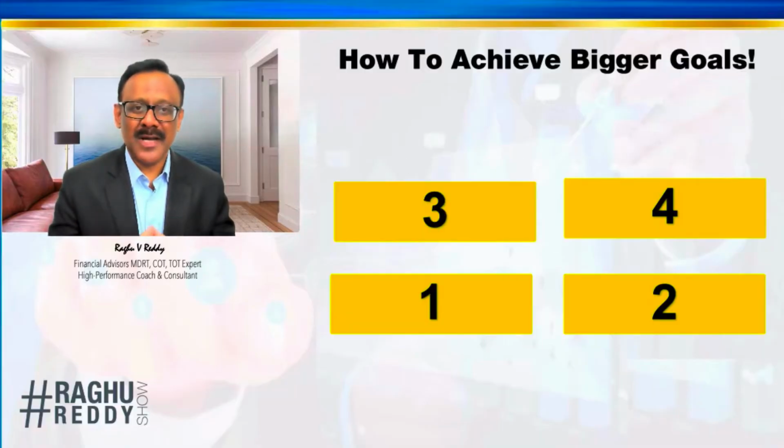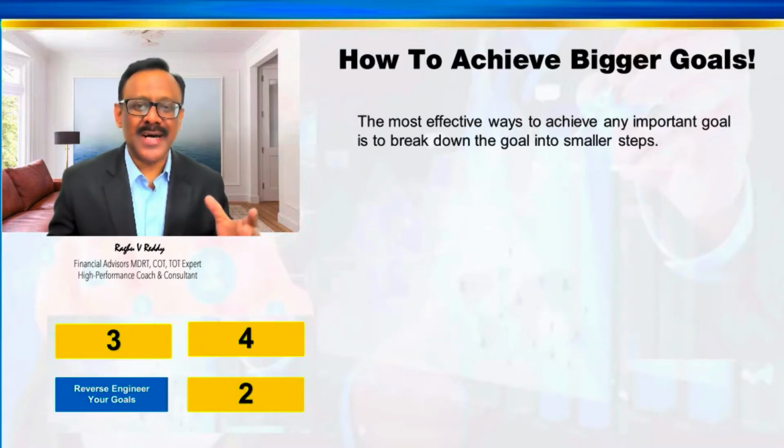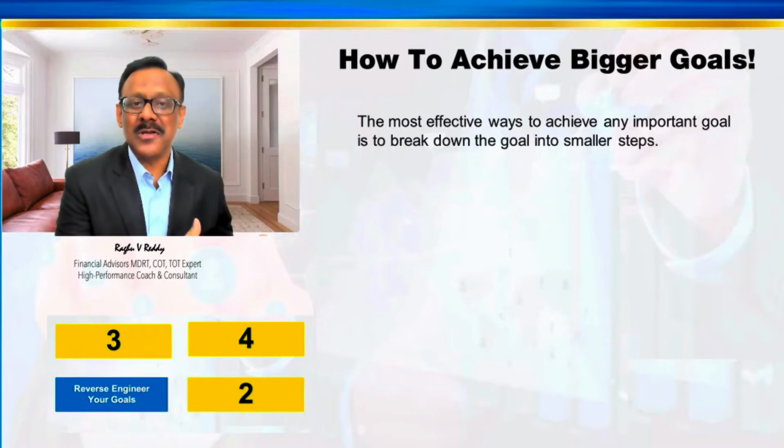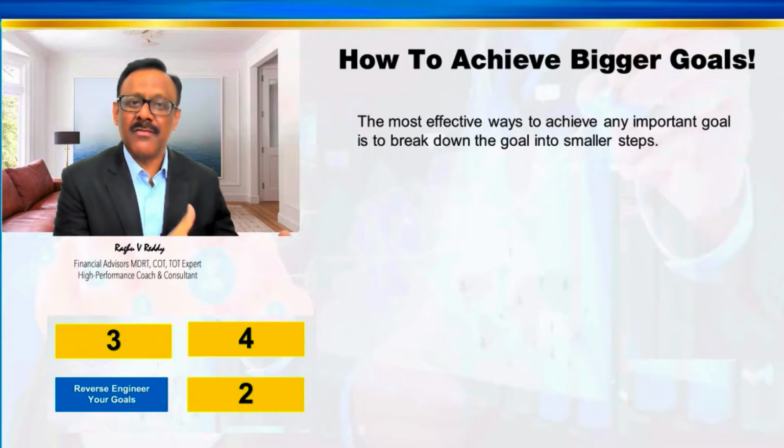So step number 1 to achieve your bigger goals is to reverse engineer your goals. So what do I mean by that? The most effective way to achieve any important goal or bigger goals is to break down the goal into smaller steps, into smaller goals. Like for example, the yearly goal that we set. So what we do is we break it down into monthly goals and then into weekly goals. So that's the very first step, where we reverse engineer our goals to smaller chunks, to monthly and weekly goals.